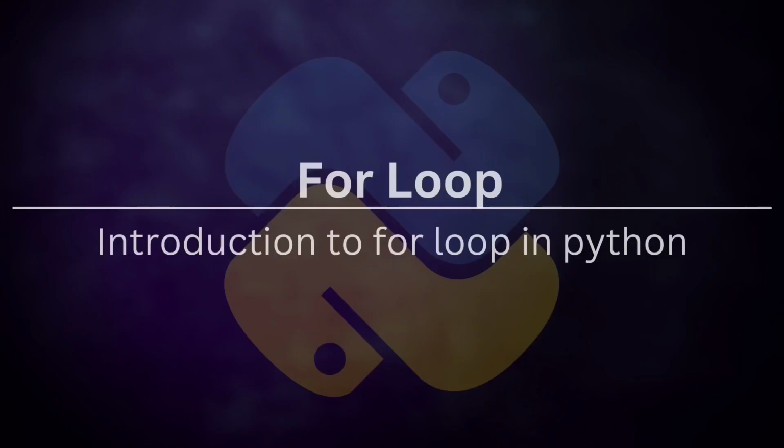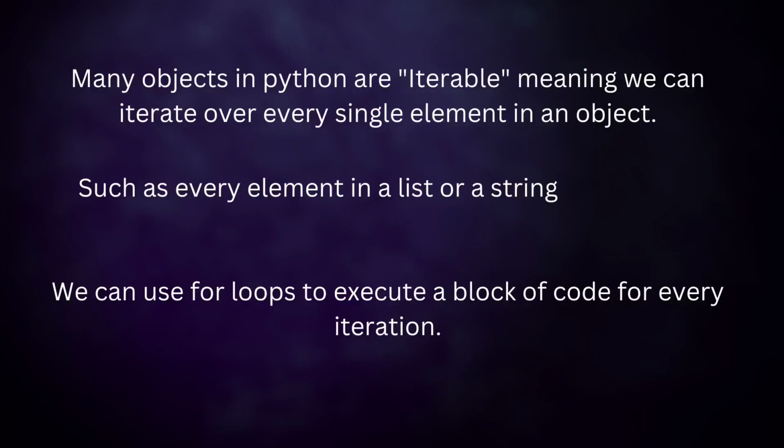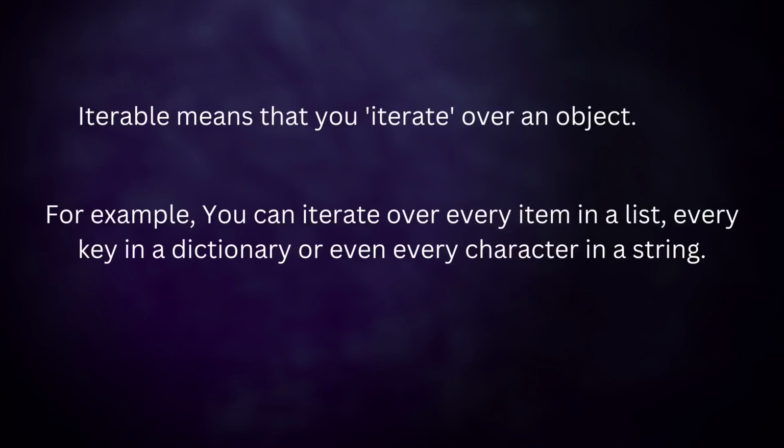Hello everybody. In this video we will talk about for loops in Python. Many objects in Python are iterable, meaning we can iterate over every single element in an object, such as every element in a list or a string. We can use for loops to execute a block of code for every iteration. Iterable means that you can iterate over an object.